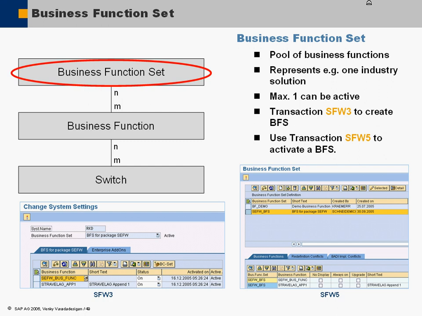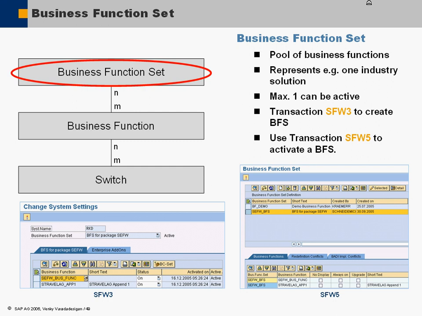And of course, for business function set, there are two transactions. One transaction is to create and maintain the business function set, that is SFW3, and of course another transaction, SFW5, is to activate the business function set. And at any customer site, you will be able to activate the business function set in a system only once. You cannot go back, you cannot undo once you activate the business function set. So you have to be very, very careful.